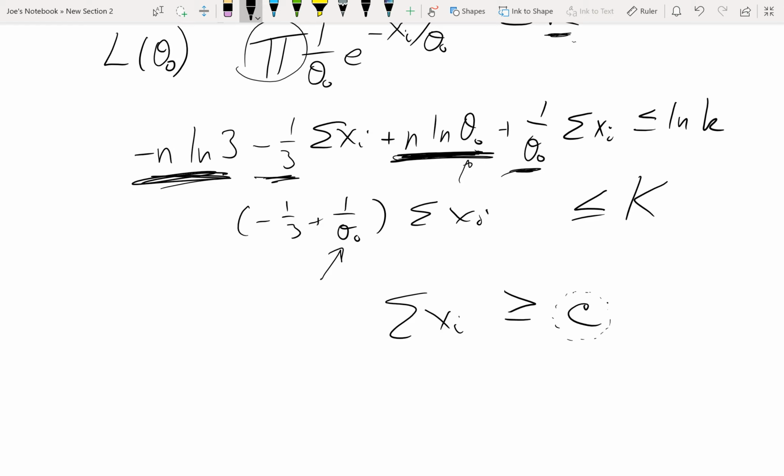Now, if theta naught were smaller, the inequality would be going the other way, and I can't use the same critical region. Does that make sense? Remember, we flipped the inequality from here to here because this was negative. If theta naught were smaller than 3, if we were trying to do the one-tailed test the other direction, the inequality would go the other way, which makes sense, right? I'm trying to test if theta is bigger than 3, my random sample is probably going to have a sum that's bigger than some value, based on the way the exponential distribution works.